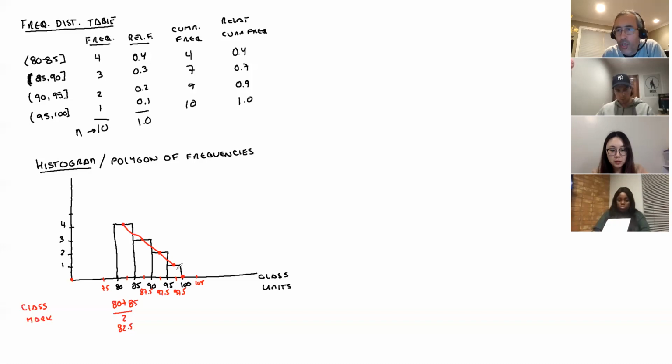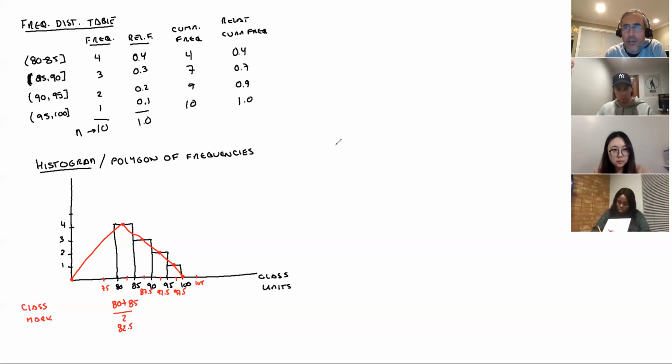But in this case, we know exactly where these values end. So I know that the minimum is going to be 0, so we go from 0 to here. And for this one here, the maximum is 100. So I know that this is this one. Make sense?